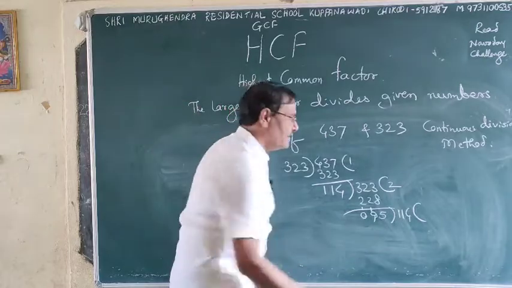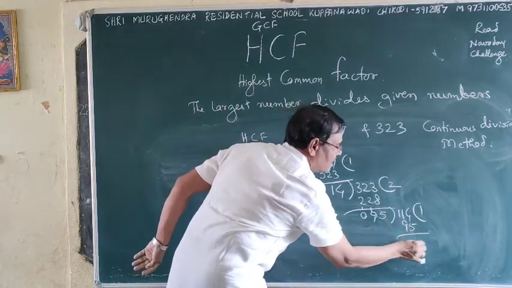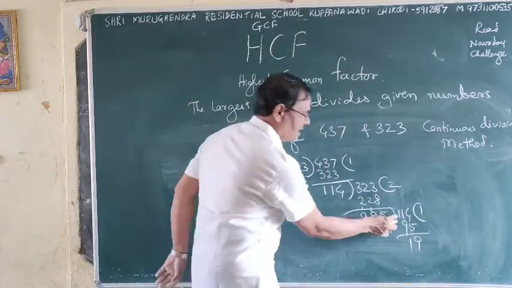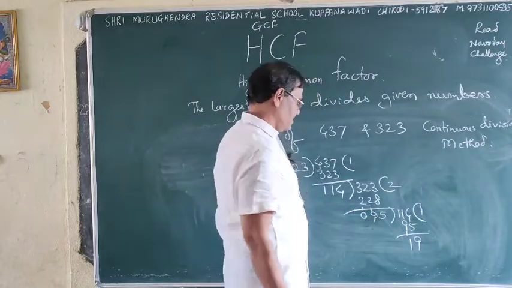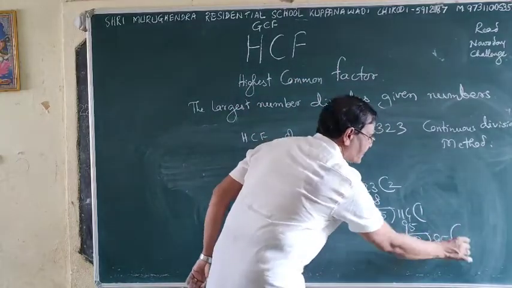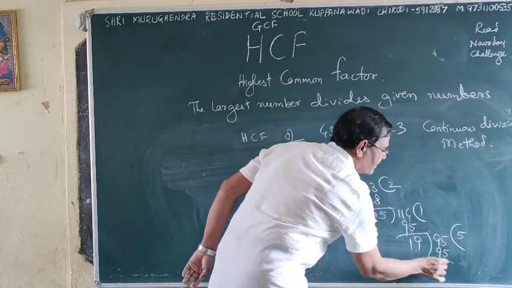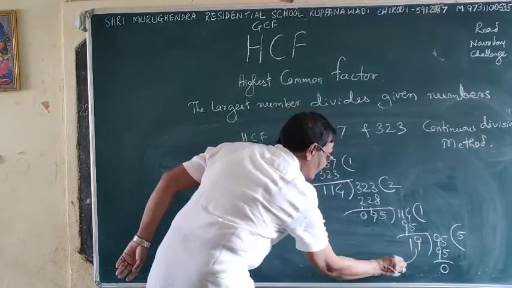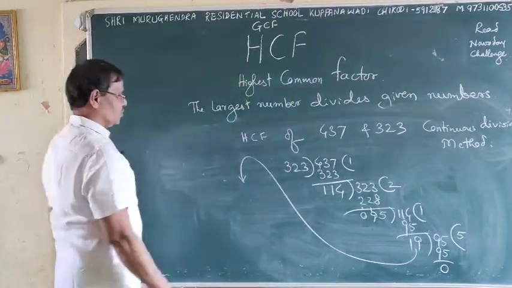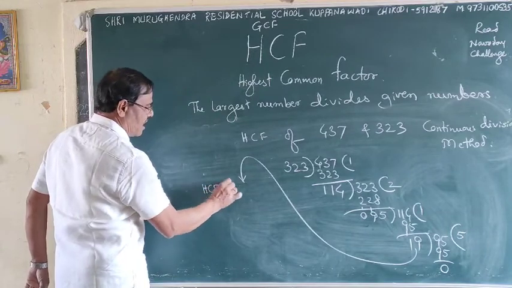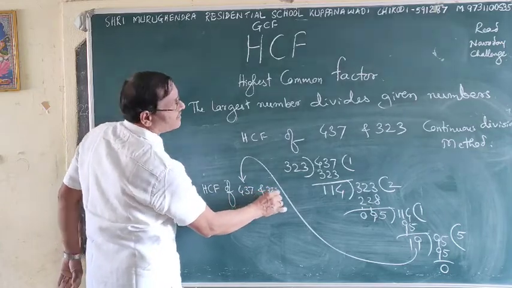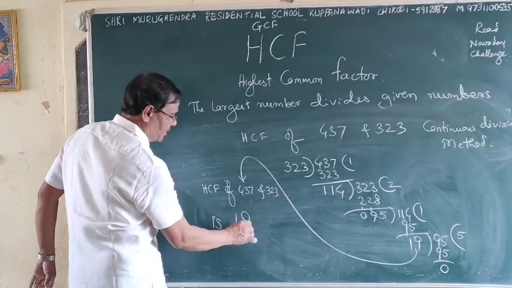95 doubled is 190. 11 minus 10 is 1. Then you have to divide 95 by 19. 19 5s are 95. See, this made 0. Which made 0? 19 made 0. So, HCF of 437 and 323 is 19.